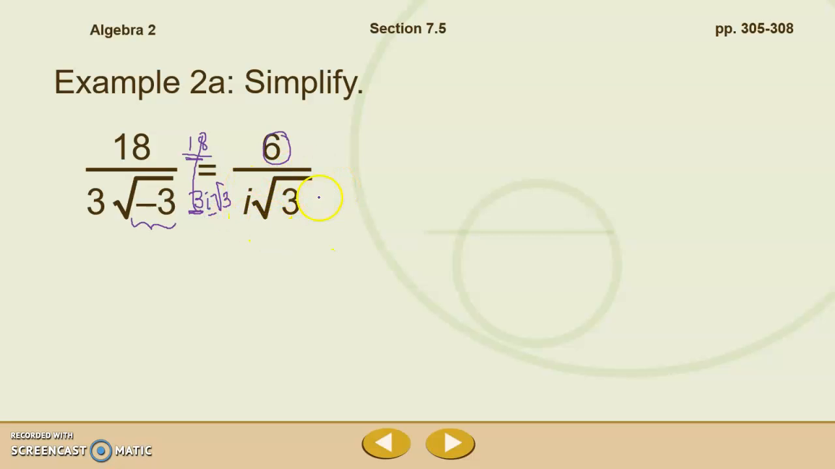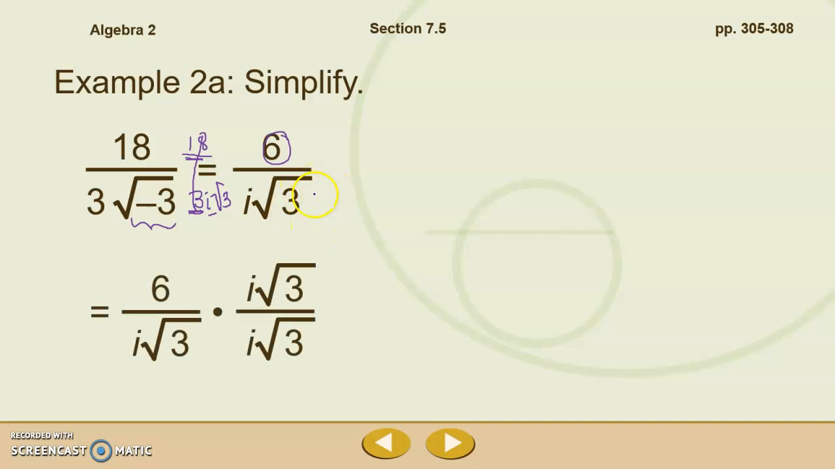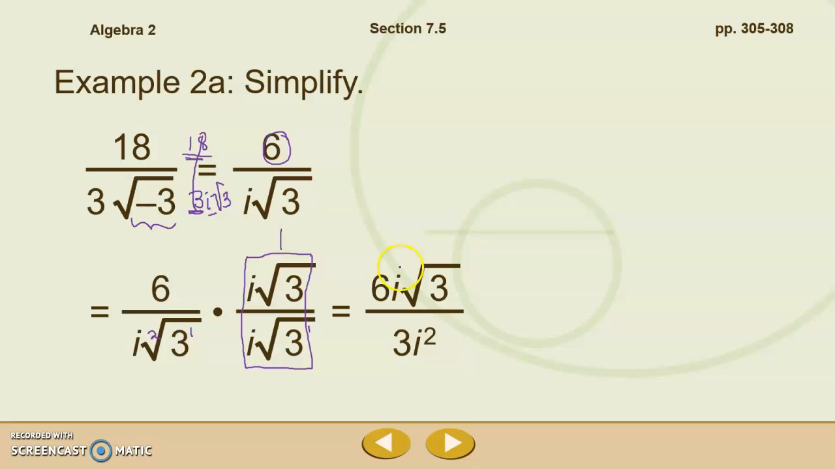Now, I don't want to leave these irrational numbers here on the bottom, so I'm going to multiply by i root 3. That would give me a 3 squared to match my index of 2. I also know that i times i is i squared, which is not an irrational number. It does rationalize it. I'm multiplying the top and bottom by the same thing because this is just 1. Anything divided by itself is 1. I'm changing the form, not the value. And when I multiply that, I get 6i root 3 over 3i squared.